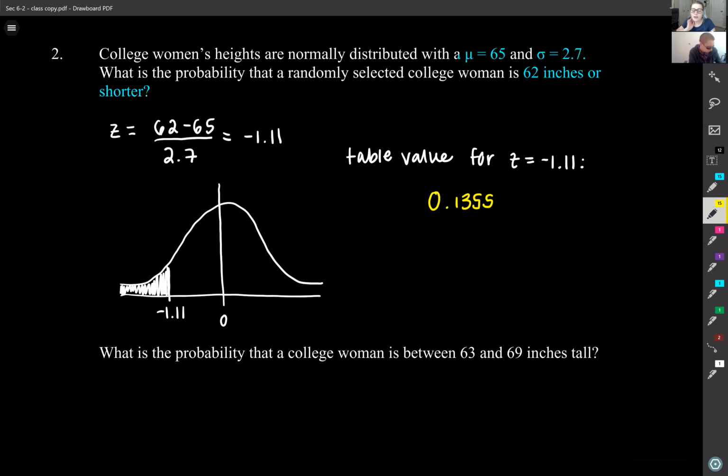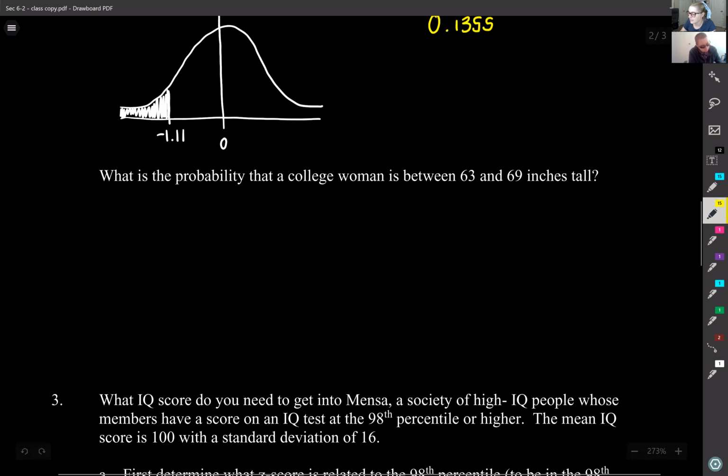So this is what is the probability that a college woman is between 63 and 69 inches tall. So we have two X values that we're concerned about right now. So we need to convert both of those to Z-scores, just like the first example that we did today. So let's start by doing that. I'm going to convert 63 first.